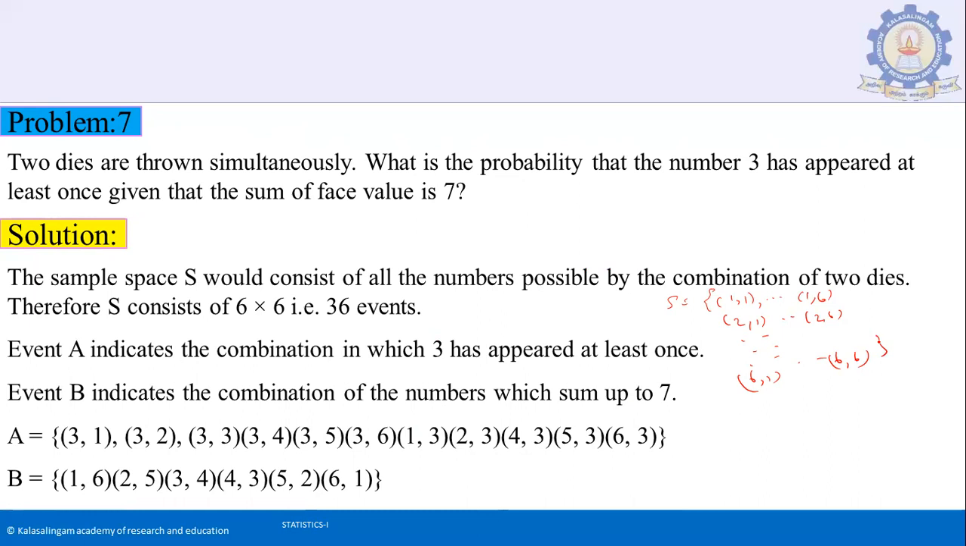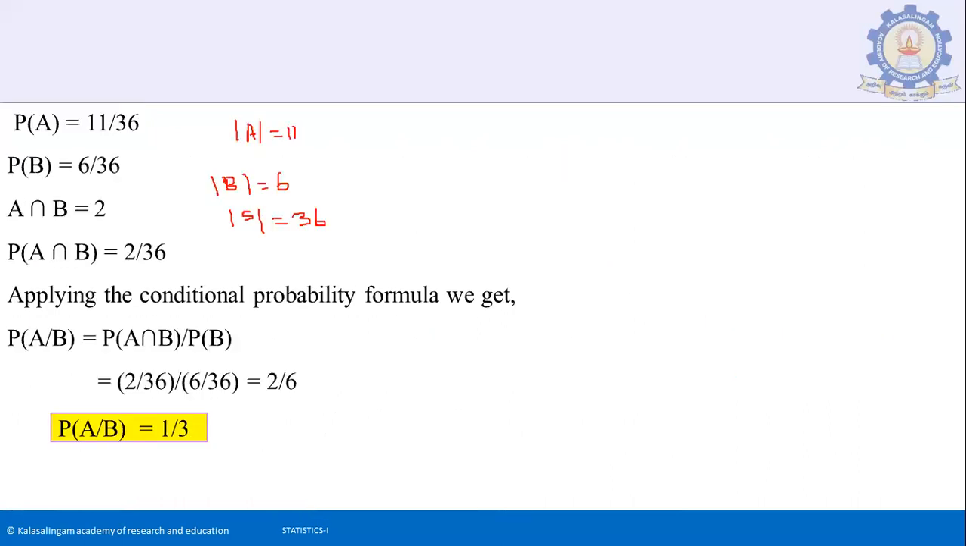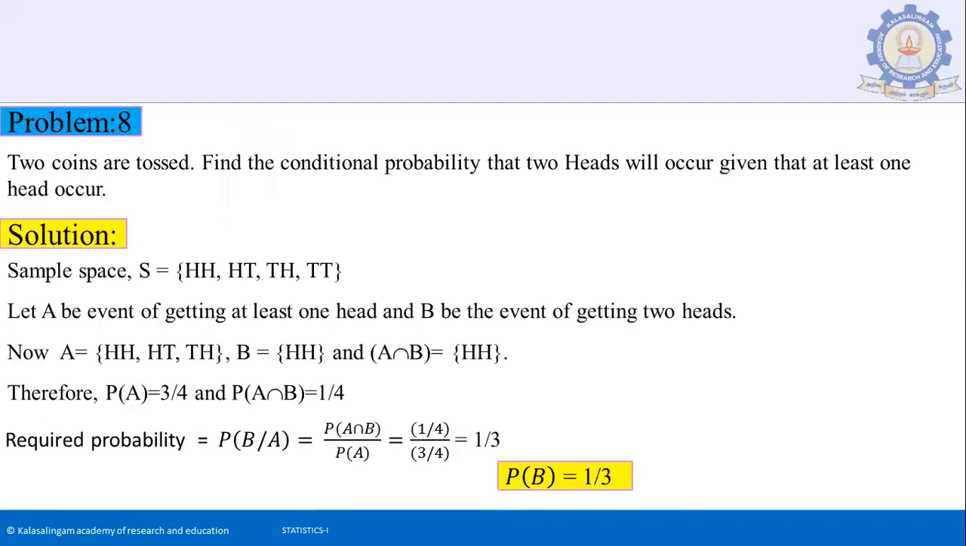And event B includes (1,6), (2,5), (3,4), (4,3), (5,2), and (6,1). So probability of A is 11 by 36. Probability of B is 6 by 36, that is cardinality of B by cardinality of S. A intersection B is only 2 elements. So probability of A intersection B is 2 by 36. By conditional probability, A given B is equal to probability of A intersection B divided by P of B. So we get 2 by 6. On simplifying, we get 1 by 3.